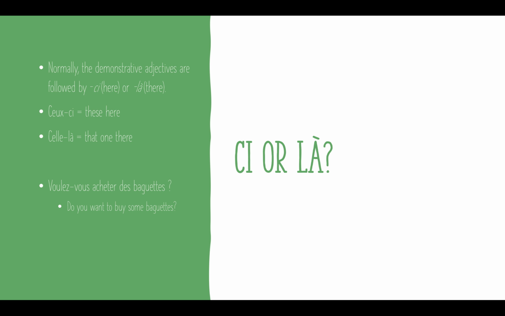Okay, so some examples. Voulez-vous acheter des baguettes? Do you want to buy some baguettes? Oui, je voudrais celles-là. I would like those there because you're picky and those over there look fresh or they look wonderful and you want those specific ones. So oui, oui, je voudrais celles-là.